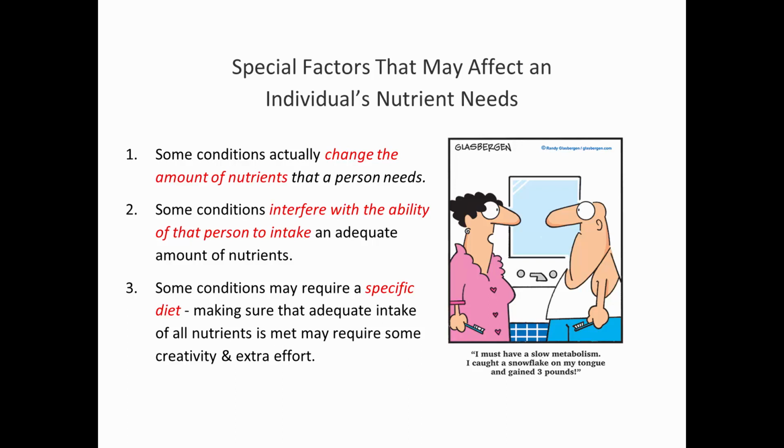There may be issues like swallowing problems, for example, again with cerebral palsy, and a person's medications may interfere with their metabolism, may increase or decrease their metabolic rate, may affect the absorption of certain nutrients and may affect their appetite. So some conditions, like medications, may interfere with the ability of that person to take in adequate amounts of nutrients.